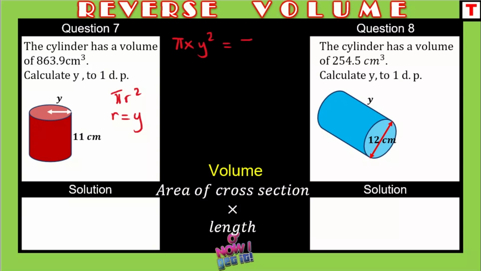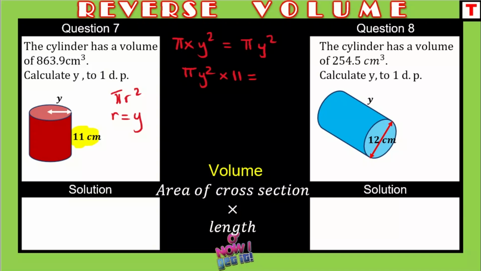So now we have pi y squared, which is representing the area of the circle. Once we have the area, we always multiply the area by how long or how tall the shape actually is. So now we can see that we have pi y squared is going to be multiplied by 11.